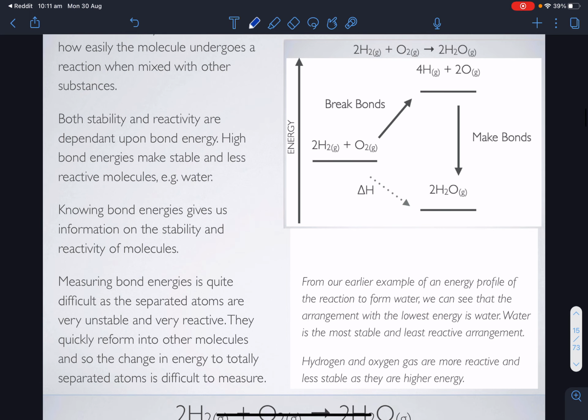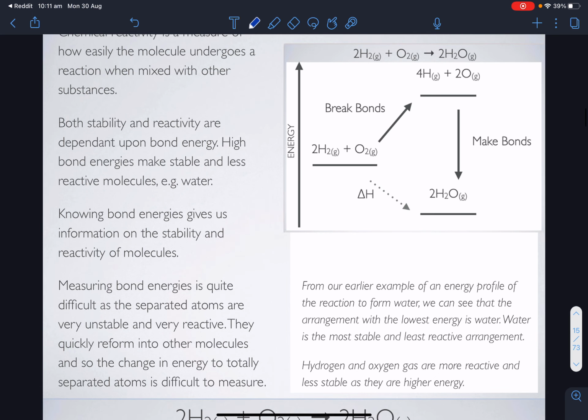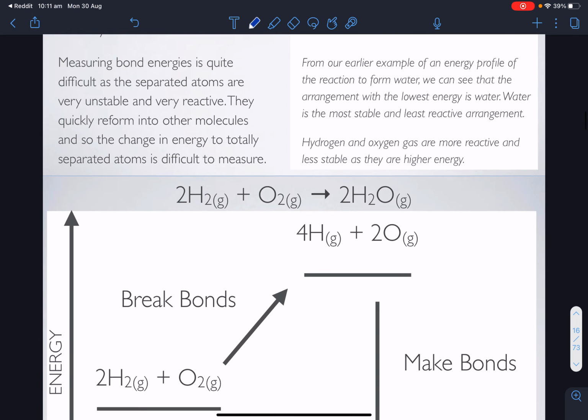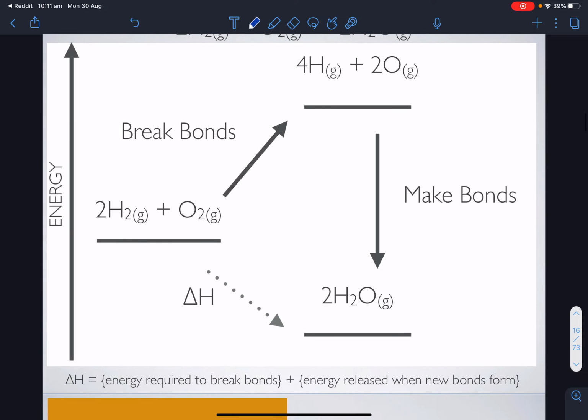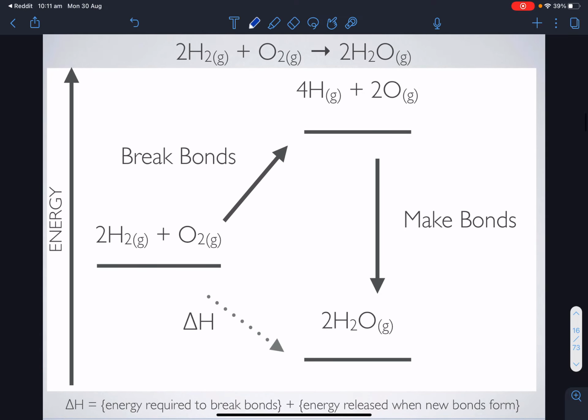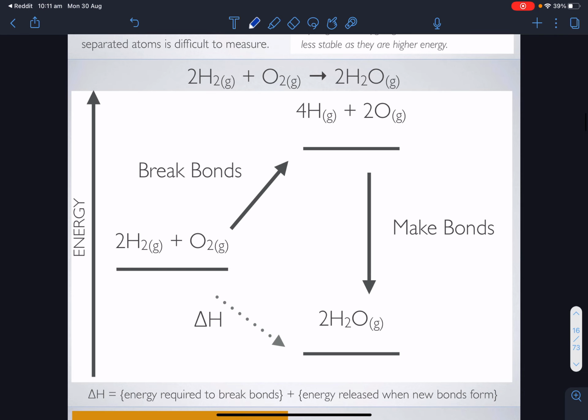What have I done here? I've just got the same thing, haven't I? Anyway, let's skip on to here. What have I done here? That's just the same slide as earlier.